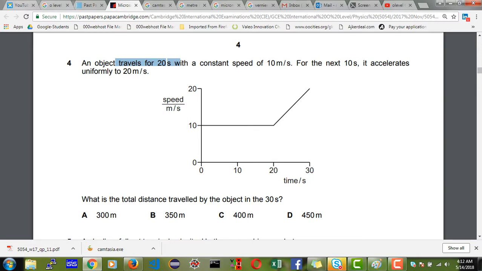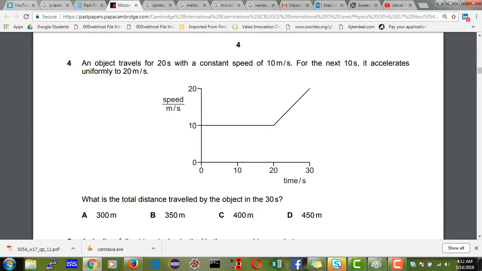So we already know that distance is measured by the area under the speed time graph, but here we don't have a regular shape. We can divide it into two regular shapes. We can take this much, that is a rectangle, and this much, that is a trapezium. For the rectangle, area is length into breadth. Here length is 20 and breadth is 10. For the trapezium, area is given by half into base 1 plus base 2 into height. So half into base 1, here 10, base 2, here 20, and height is 10.